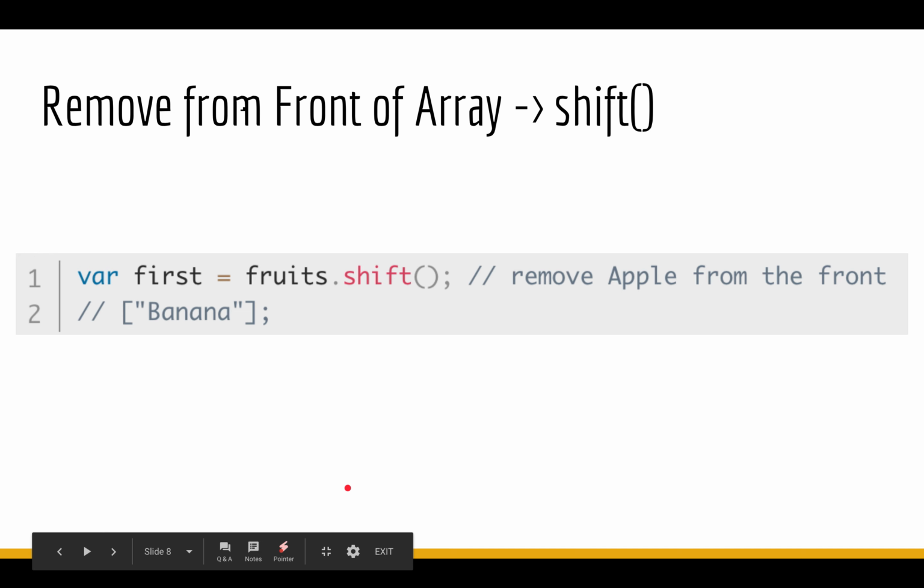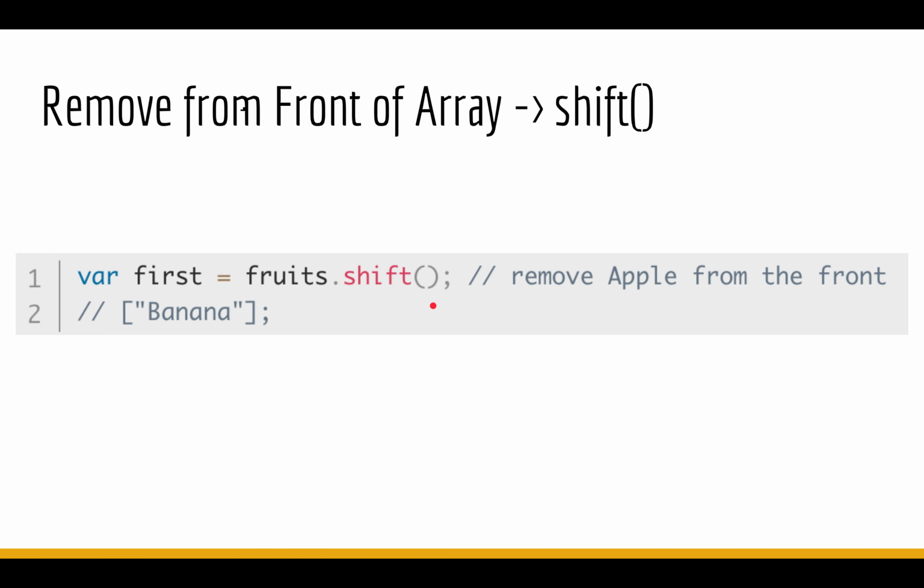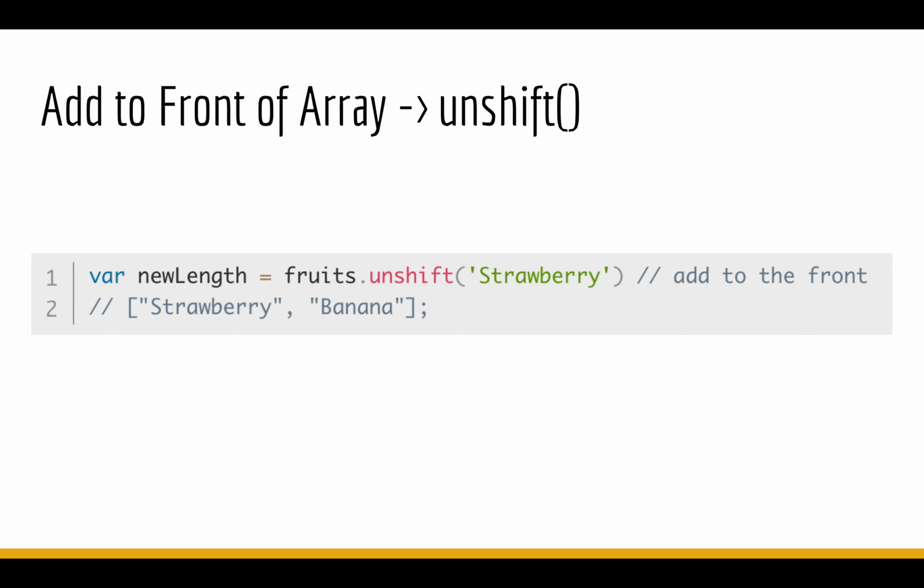If we want to remove something from the front of the array, so this is kind of the inverse of pop, we can use shift, and that's going to remove something from the front of the array. If we want to add something to the front of the array, we use unshift, and that'll add something to the front.